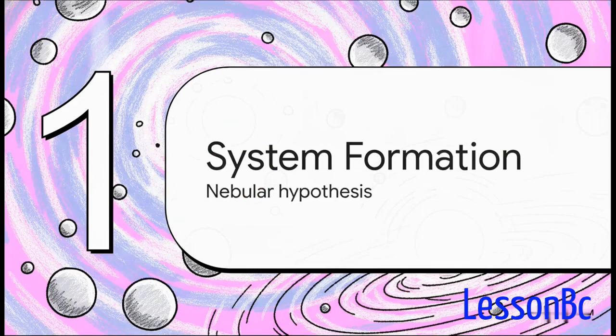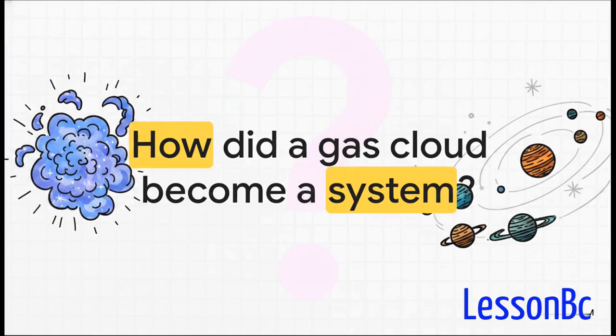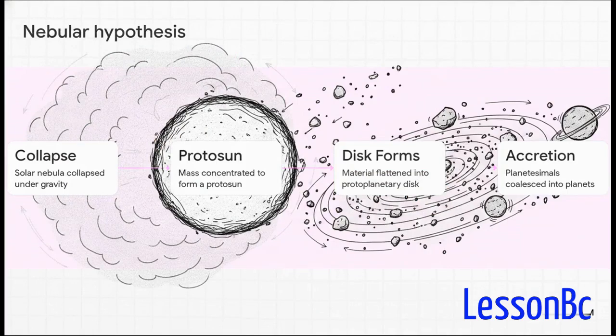Let's start at the very beginning. I want you to pause and just think about this for a second. How exactly does a swirling, chaotic cloud of interstellar gas actually organize itself into the precise, orbiting planets we know today? It sounds impossible, right? Well, it's all explained by the nebular hypothesis.